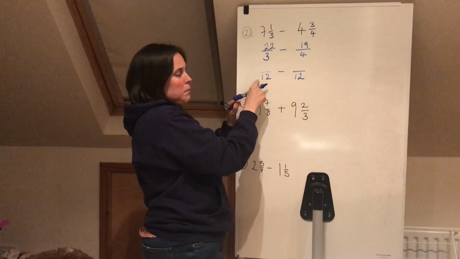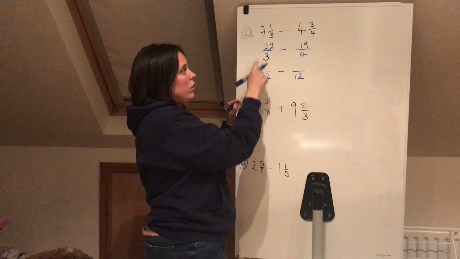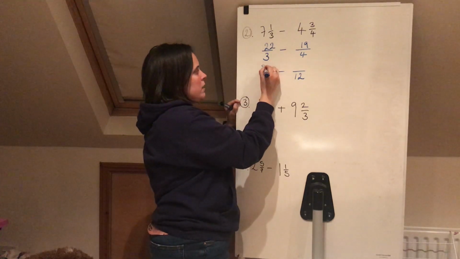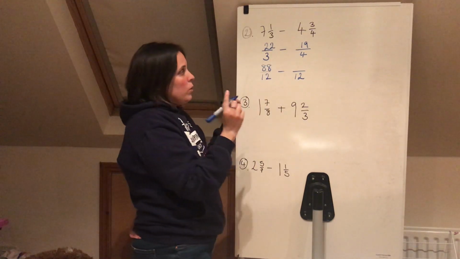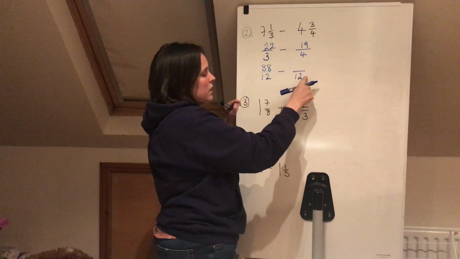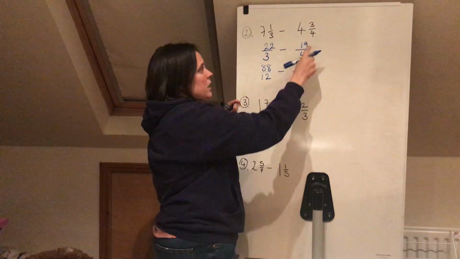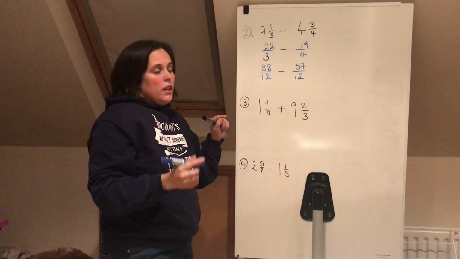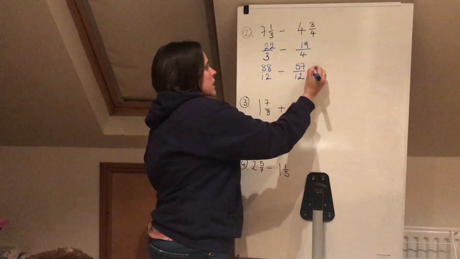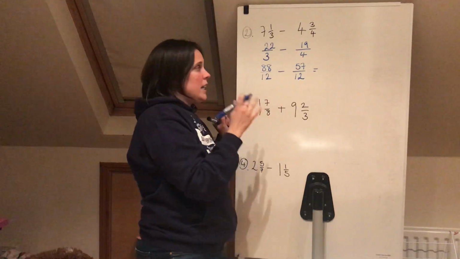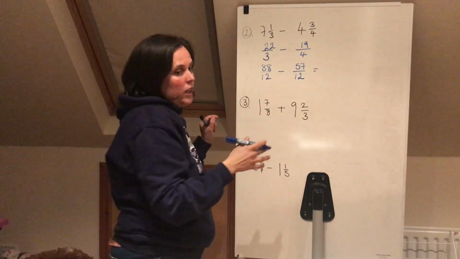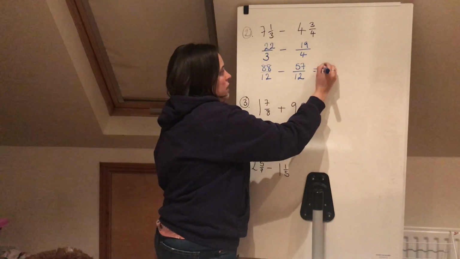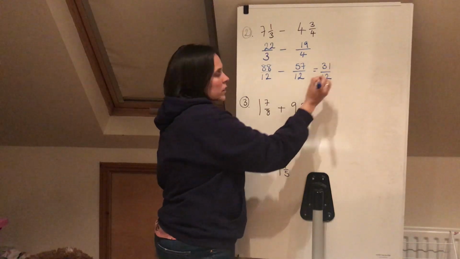What do I do to 3 to make it 12? I times by 4, must do the same to the top, so that gives me 88. What do I do to 4 to make it into 12? I times by 3, do the same to the 19, and that gives me 57. Then all I have to do now is 88 over 12, take away 57 over 12, and if I do that I get 31 over 12, okay?